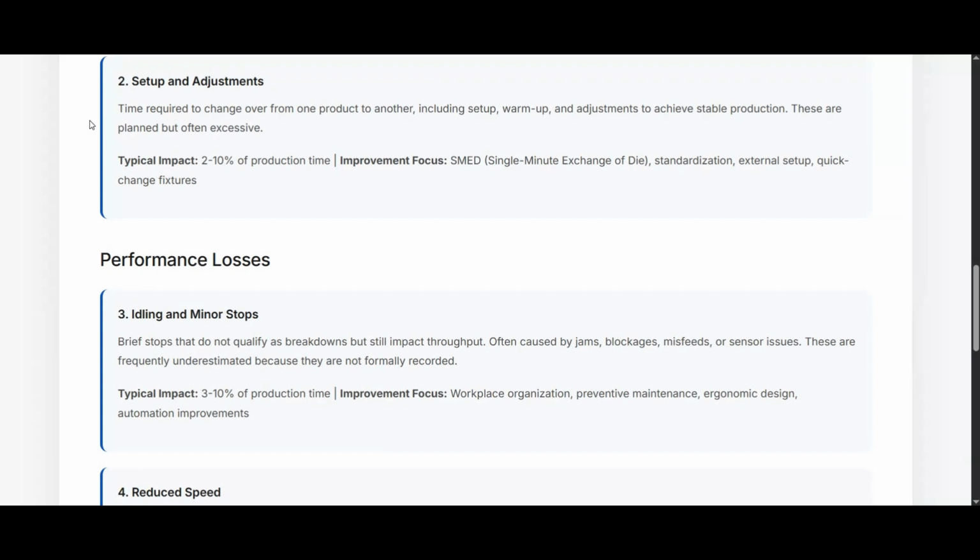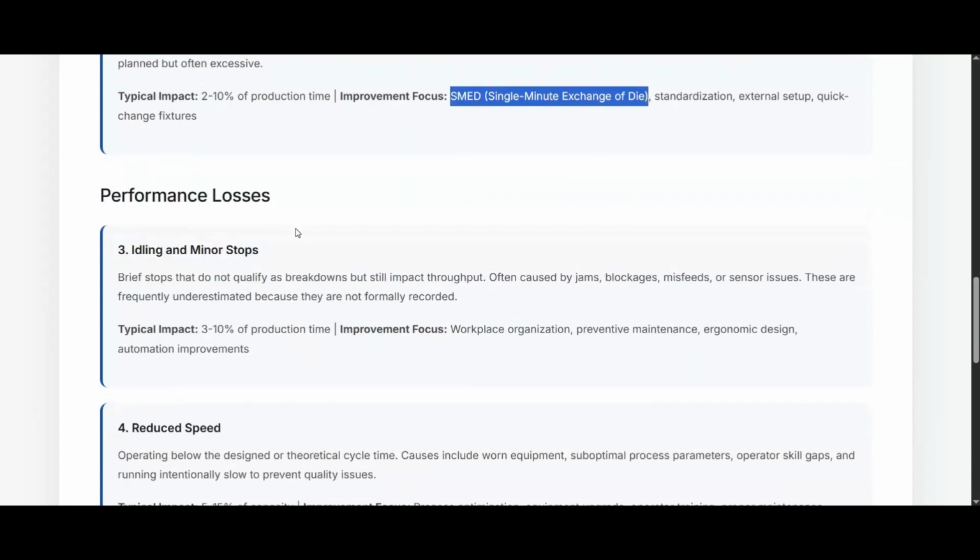And the solution? Techniques like SMED, single minute exchange of die. It is a method that helps reduce setup time by standardizing the process, preparing tools and materials in advance, and simplifying steps. And we will look at this technique after.